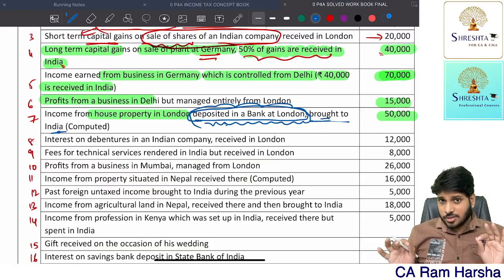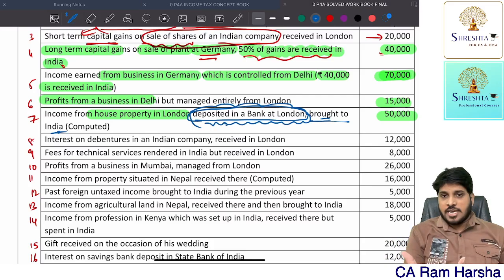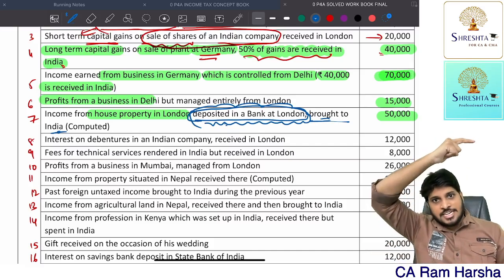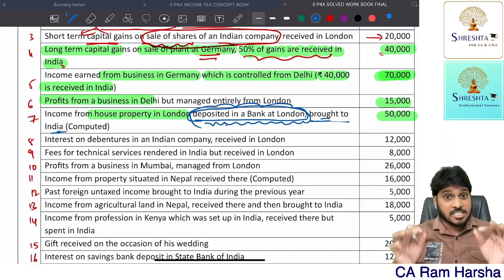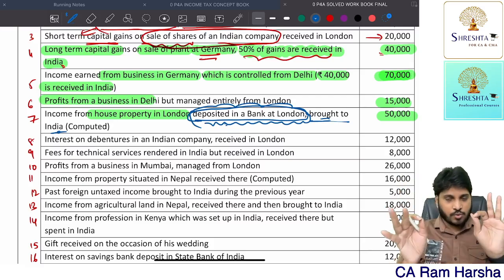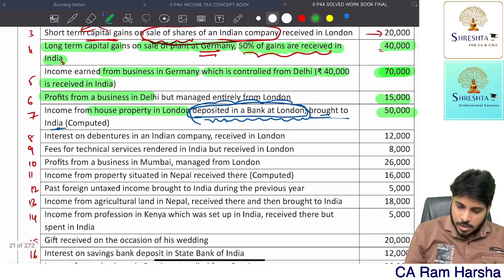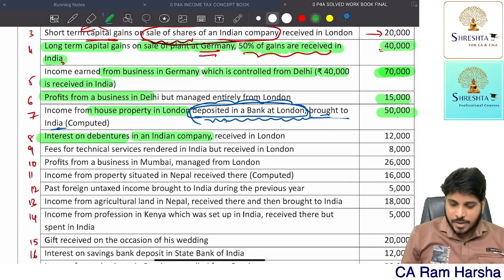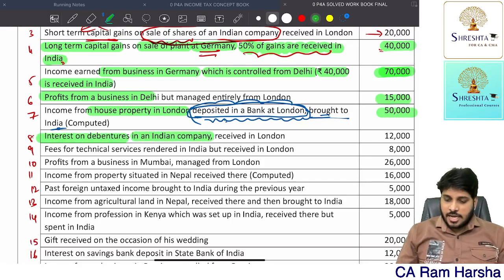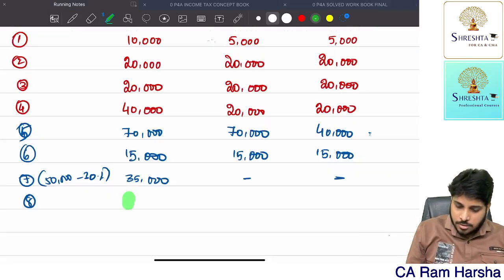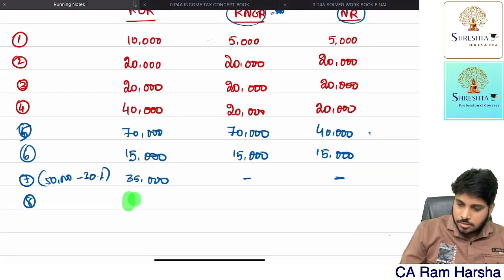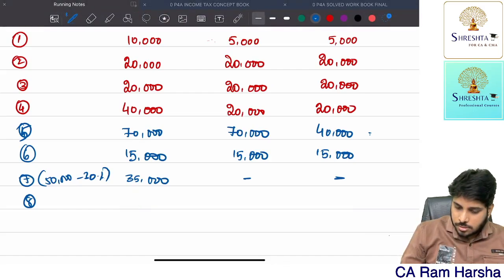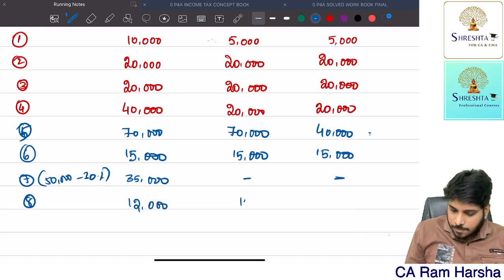I hope you understood. Received in India means the first time income is coming under your control. If at all that is coming into your control outside itself, that means received outside. First receipt, where it is received for the first time, that is what is important. Next, interest on debentures in an Indian company. Debentures in an Indian company means the source is in India, always taxable for everybody. So the answer is taxable for everyone. How much is that? 12,000.